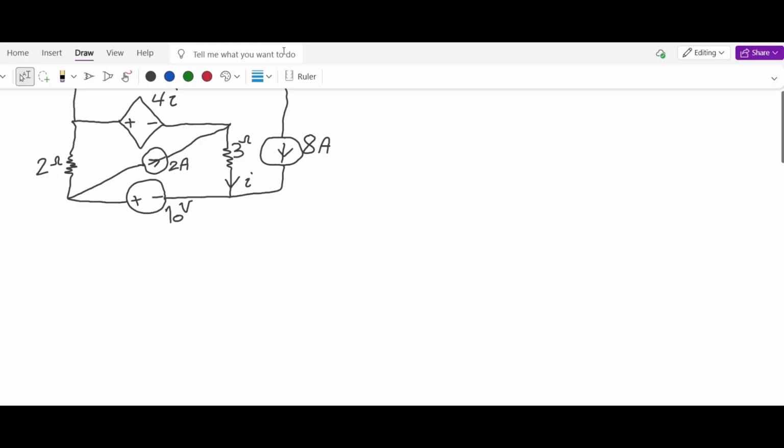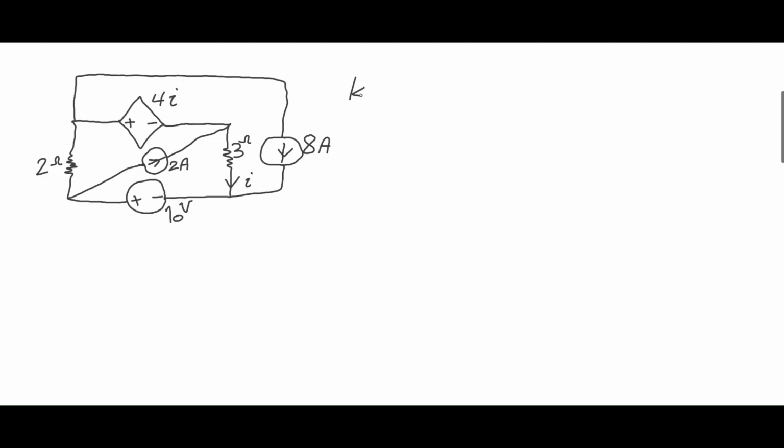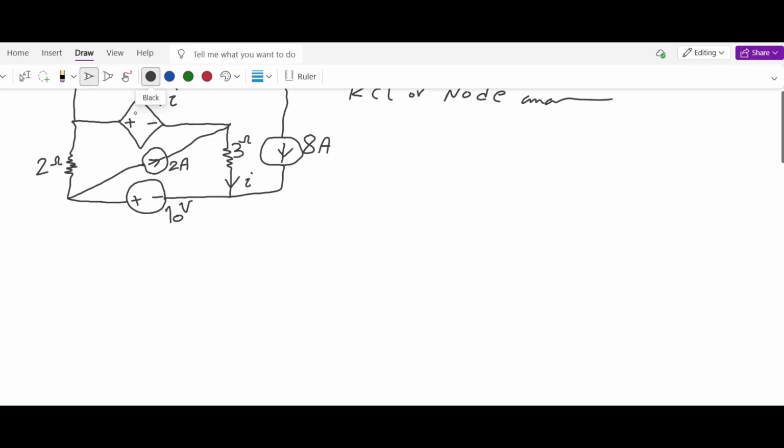So let's start with KCL, which you might know as node analysis. In KCL, we know that we have to first point out some critical points, or we know them as nodes. So which one of these nodes would be my critical node? Can I say that this node here is my critical node? So the answer is no.